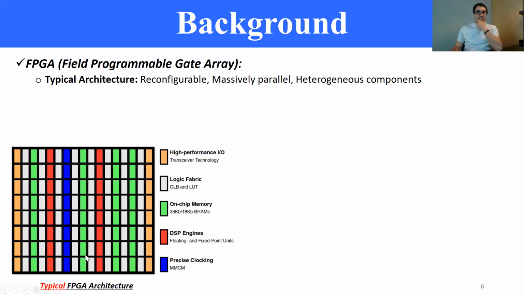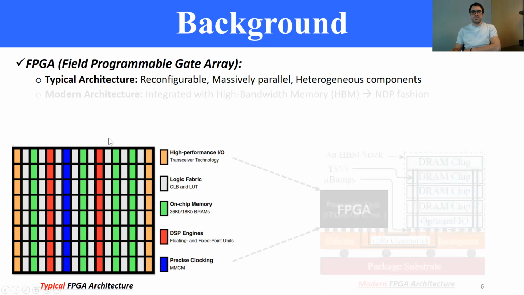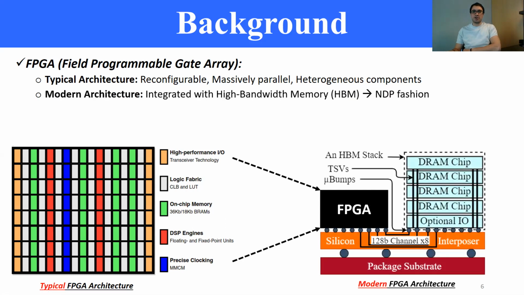So FPGAs have a very heterogeneous architecture with massively parallel components. They are distributed over the chip and clearly reconfigurable components. So we have several types of units, like lookup tables, SRAM blocks, DSPs, and many other things. Even in more modern architectures, the way that the FPGAs are connected to the off-chip memory is different. As you can see, for example, in this picture, the FPGA is connected to the stacks of DRAM, which is basically HBM, through a silicon interposer.